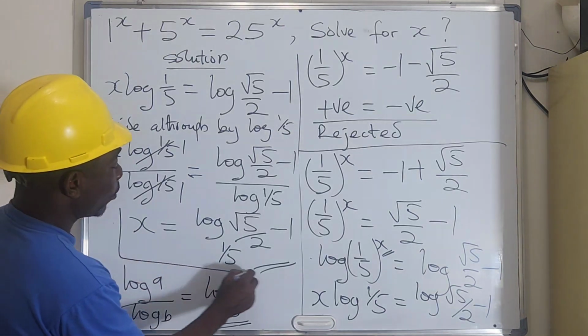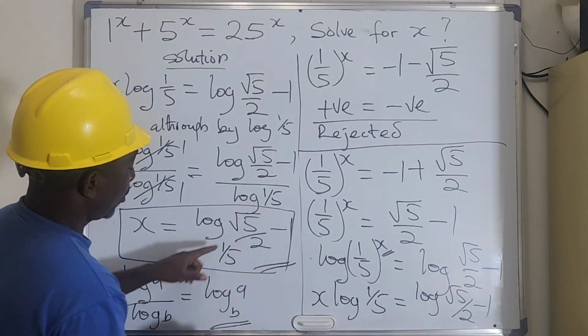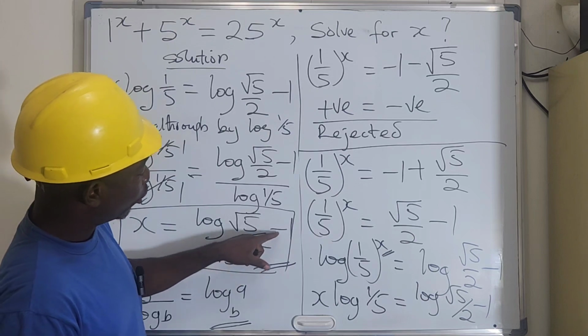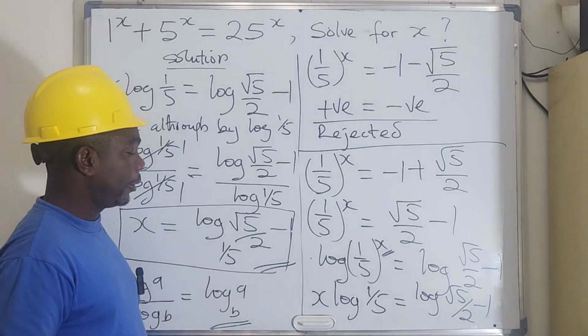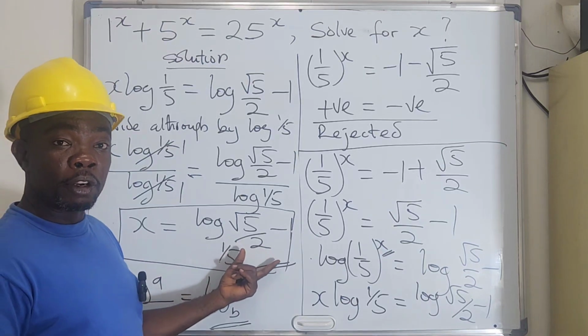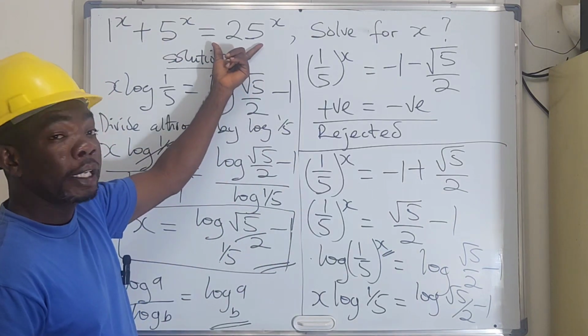So the value of x here equals to log of the square root of 5 all over 2 minus 1, base 1 all over 5. So that value of x satisfies this equation.